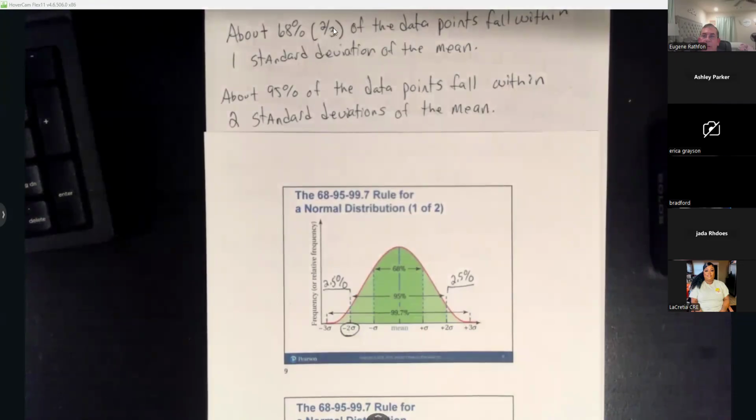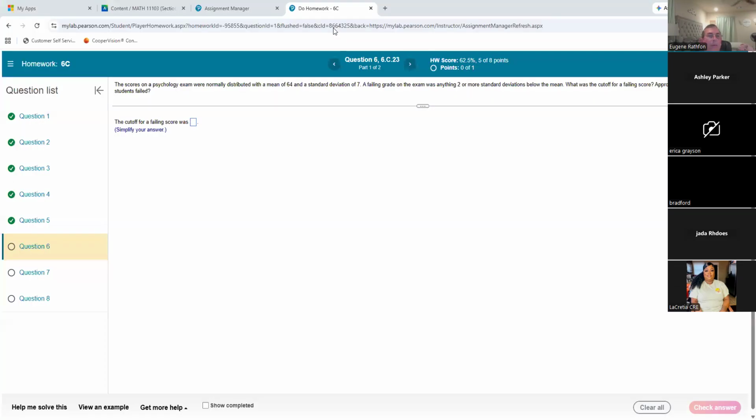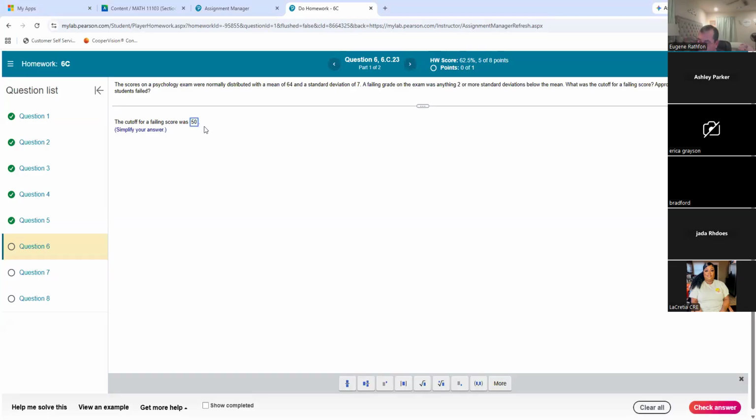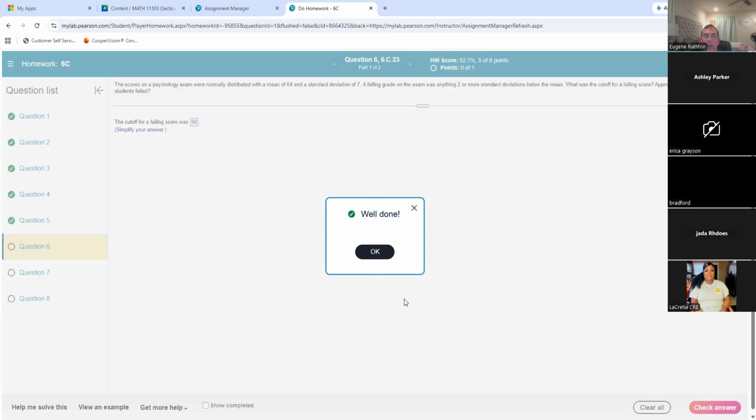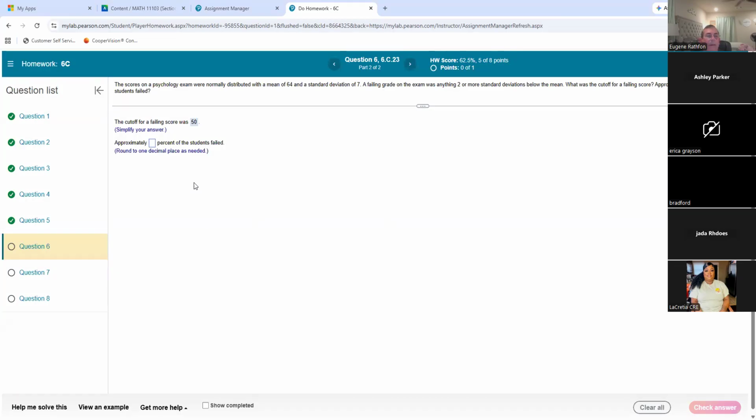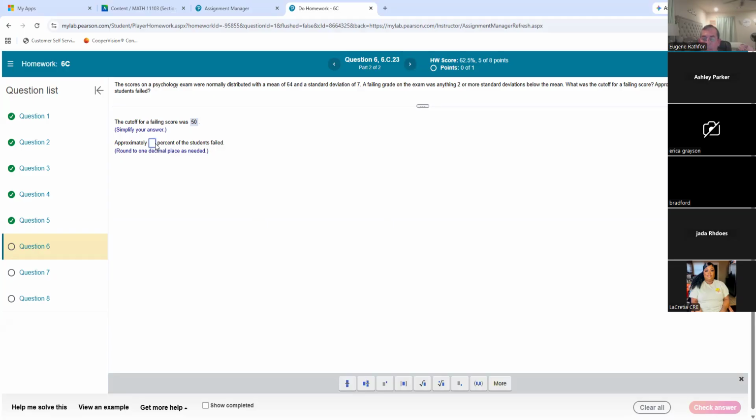So let's go look at what they're wanting on the homework. All right, so first of all, the cutoff for a failing score was 50. Because y'all, like we said, 50 was 2 standard deviations from the mean. Now they're wanting us to round to 1 decimal place, so that would be 2.5. Because remember, if 95% are within 2 standard deviations, you only had 5%, so each end gets 2.5 of that, okay?